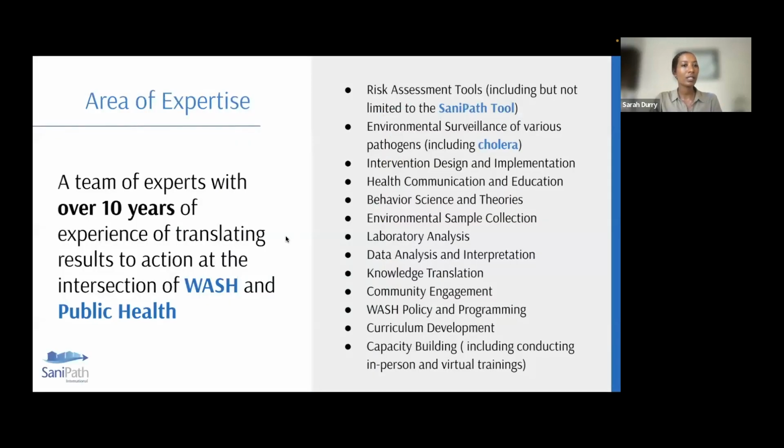Our areas of expertise: we are a team of experts with over 10 years of experience translating results to action at the intersection of WASH and public health. Our technical expertise lies in using risk assessment tools like SaniPath, environmental surveillance of pathogens, health communication and education, intervention design and implementation, and more.